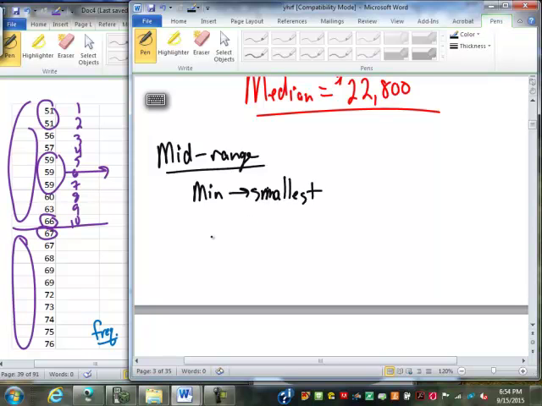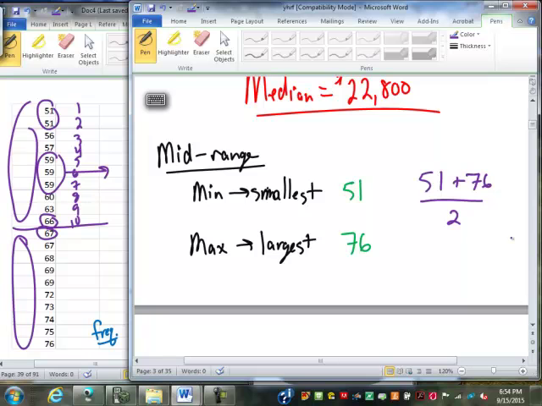And the largest number, called the maximum. So in this set of data, the smallest number would be 51, the largest would be 76, and it simply averages those two numbers together. 51 plus 76 divided by 2 is, what, 63.5, I believe? That's our mid-range. In a good set of data, that will be pretty close to the mean and the median.